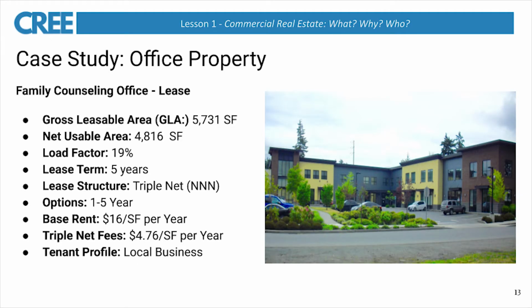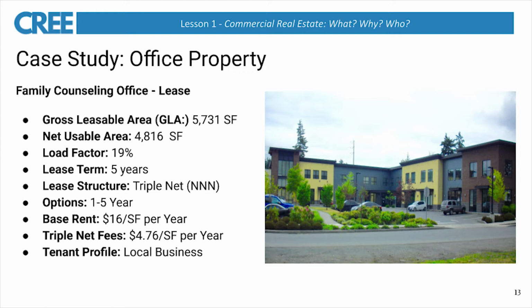We have a case study, and on this case, the last two case studies were both sales. The next two are going to be lease deals. And so this is an office building that we've managed and leased out. And this particular tenant was a family counseling office, and they occupied about 5,700 square feet. And we helped them build out this particular location, sign a 5-year lease.